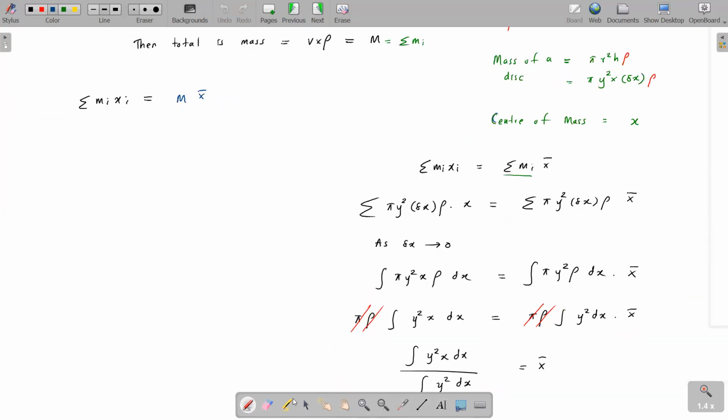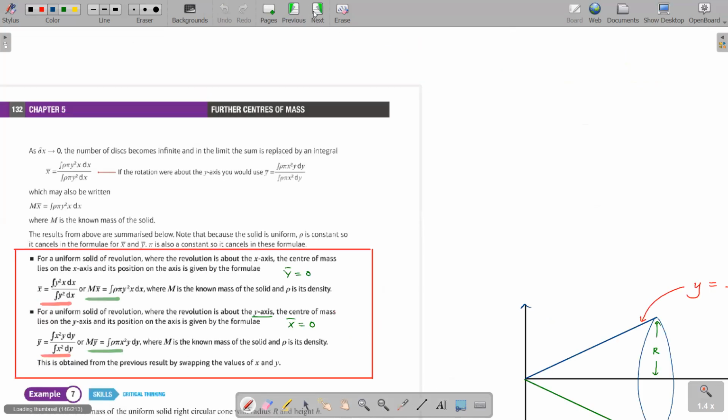Now you have the pi and rho, so you end up getting this. The right side, all of these parts, sigma mi xi, all of these come, and you end up getting pi y square x rho dx equal to total mass into x bar. Guys, can you see this is exactly the same equation that we have? Let me arrange it: pi and rho can come out of the integration sign, that's fine. Pi rho y square x dx. Can you see this is the second equation that they have given?